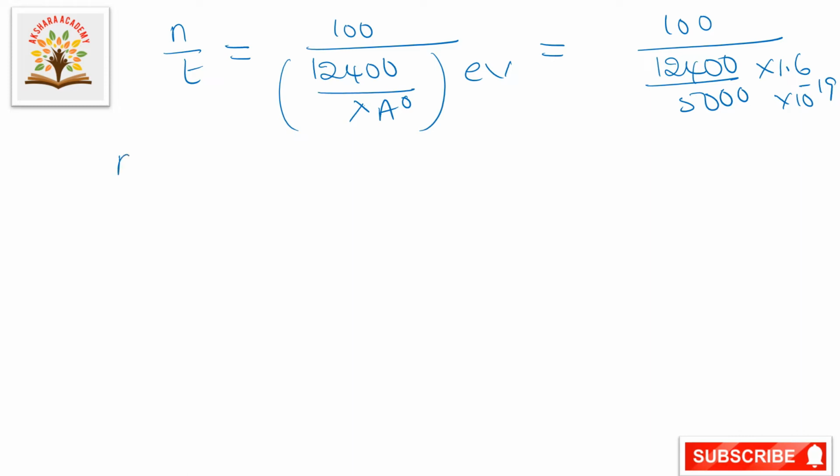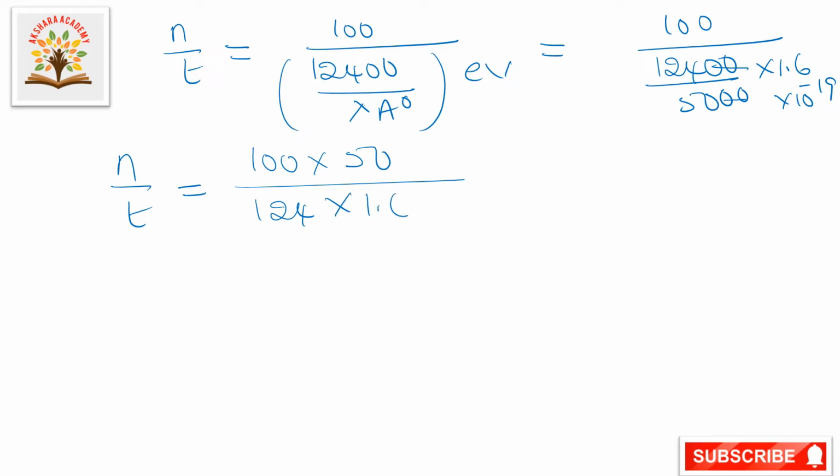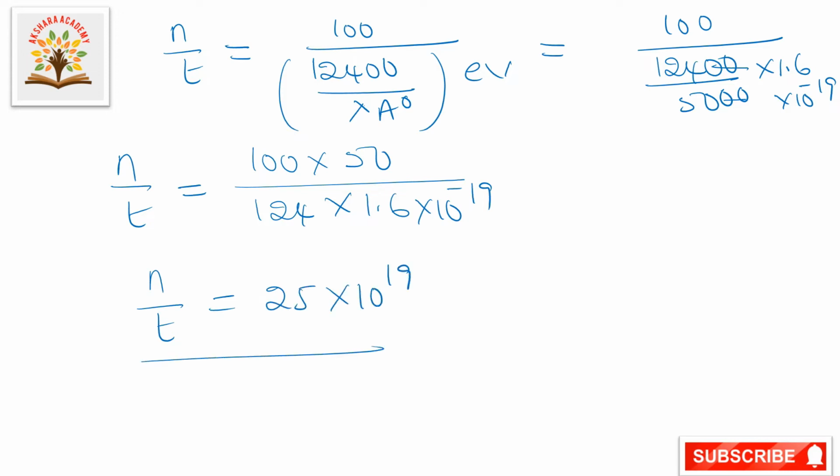So N by T is equals to, here 0 gets cancelled. So 100 into 50 by 124 into 1.6 into 10 to the power of minus 19. After division, we are getting 25 into 10 to the power of 19. Next, this is the final answer. Next, we will go to the next question.